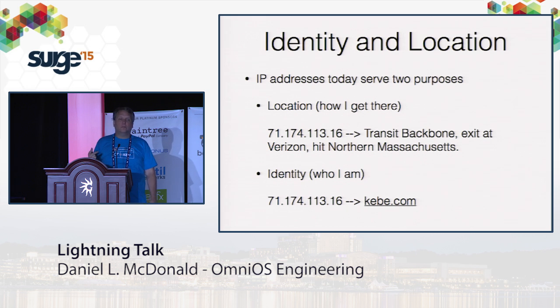IP addresses today basically serve 2 purposes. It's a locator. As it transits the backbone, it tells you how you get there. So that's a not so random IP address that pretty much if you send one from here will transit the backbone, exit at Verizon in New York City, and eventually hit northern Massachusetts. It's also Kibi.com. It's my public web server and one of 5 zones on my home server.